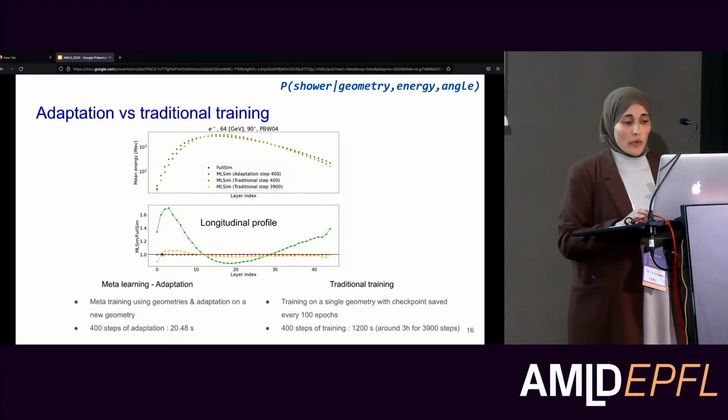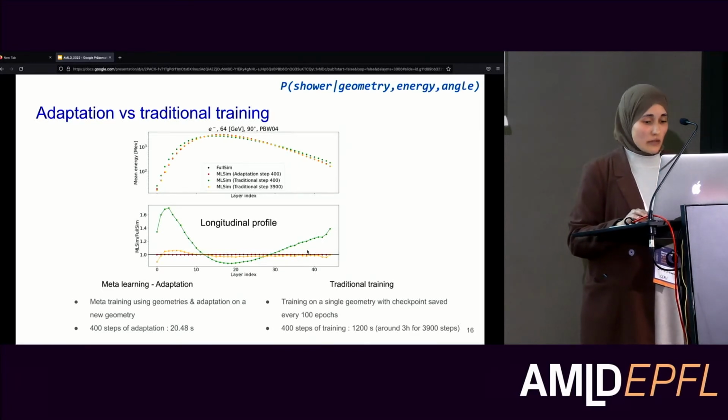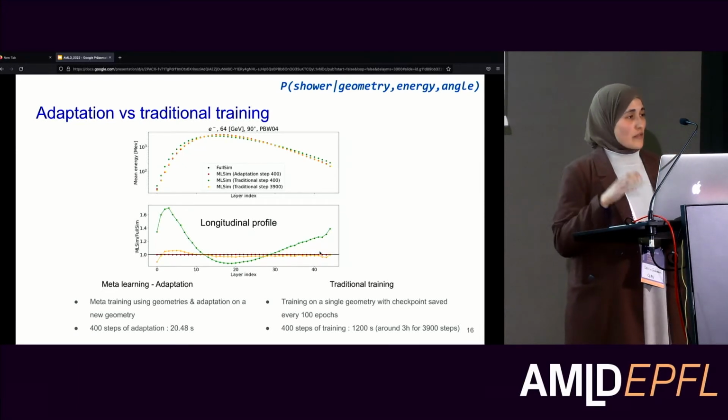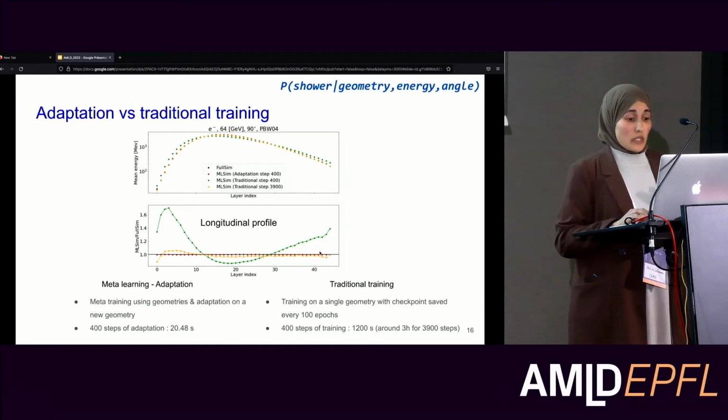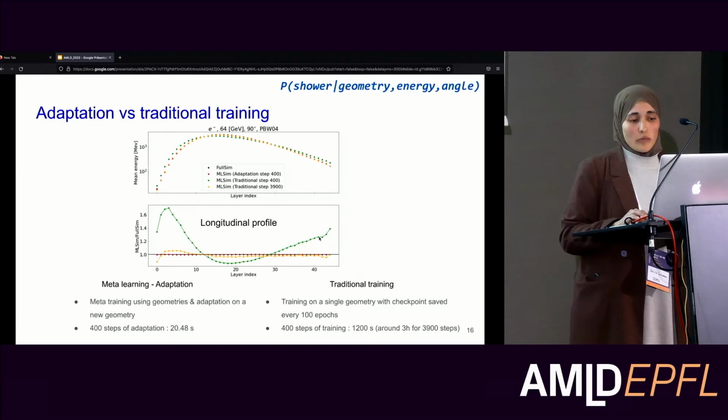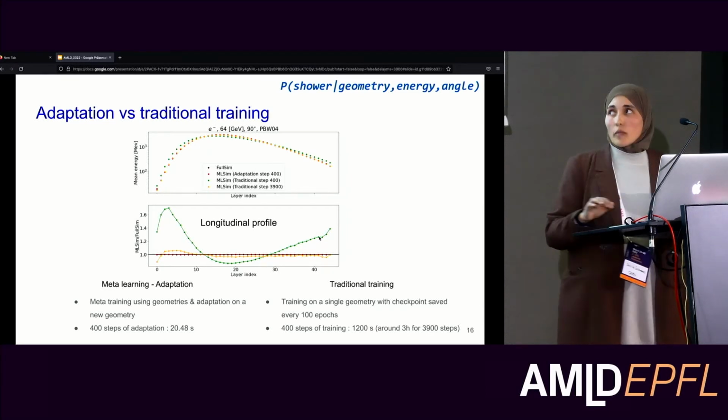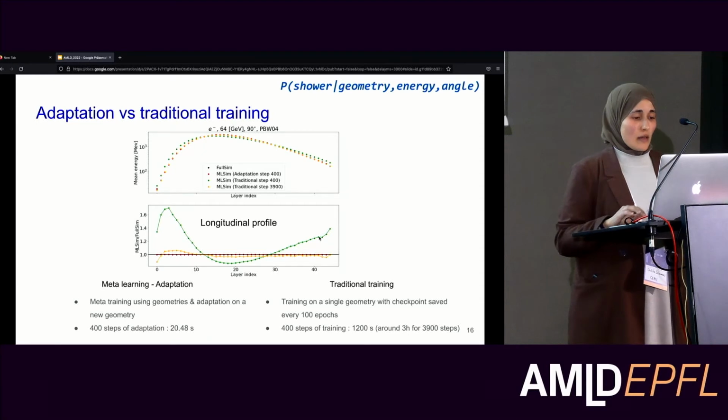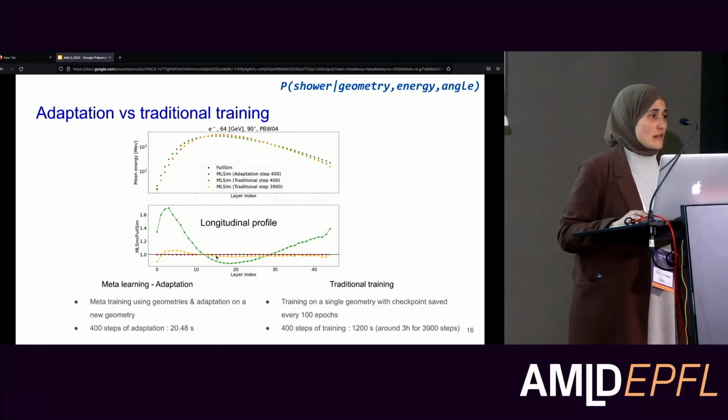So the red one is the adaptation where we have 400 steps, and you can see that we have a very good agreement to the full simulation, and we use the same number of steps or epochs for the traditional training, also 400, so the green one, and you can see that with this number of steps, the model did not converge yet to the best performing result. So for the traditional training, we would need at least 4K steps to have a decent agreement.